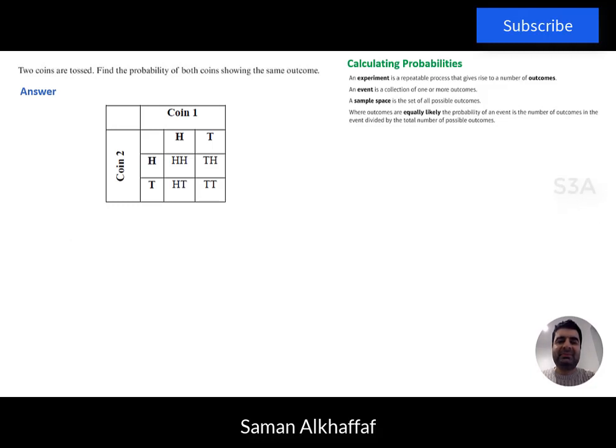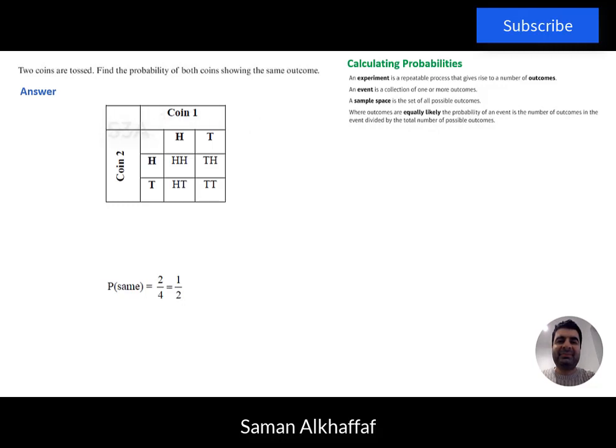So we can see if both heads, that will be HH, head and tail TH, head and tail HT, and tail and tail, that's TT. So for us to find the probability in this scenario, we can see that the outcomes will be 4, and we are looking for 2, either both heads or both tails.